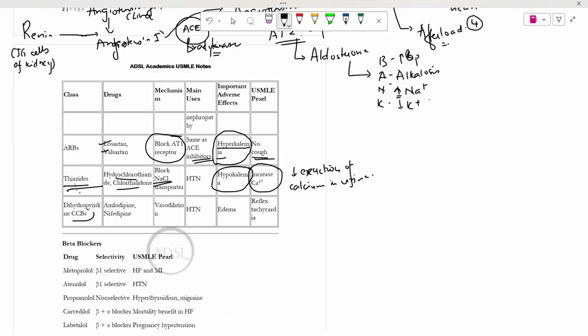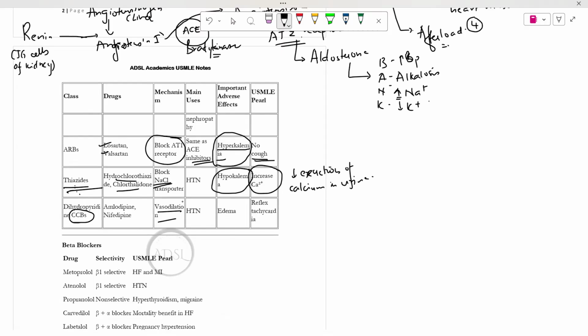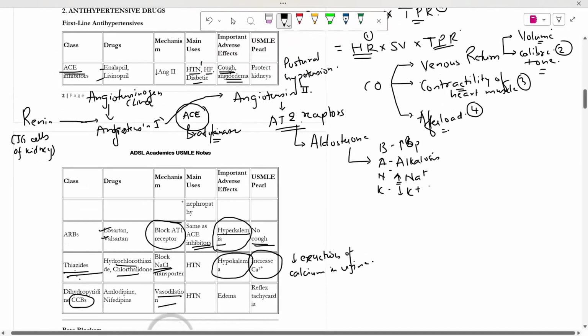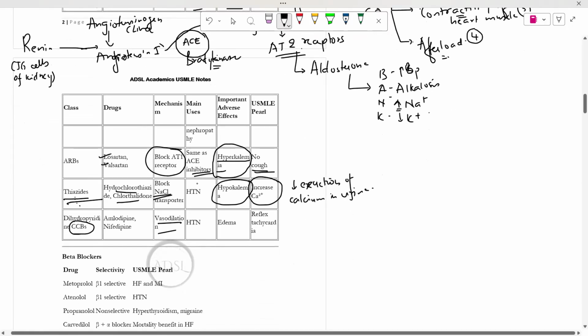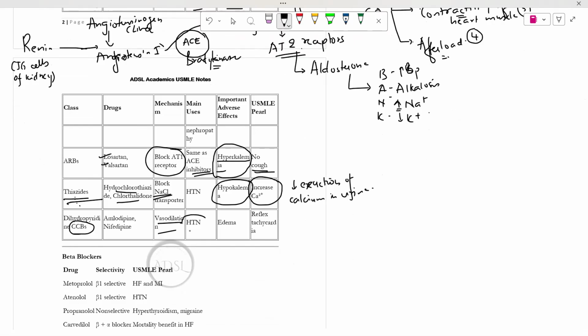Then there are calcium channel blockers. As the name suggests, what will calcium channel blockers do? They will cause dilatation of the blood vessels, vasodilatation. Especially where will it cause vasodilatation? Usually in the total, causing decreased total peripheral resistance. Because the total peripheral resistance decreases, it is used basically in hypertension to decrease the blood pressure.